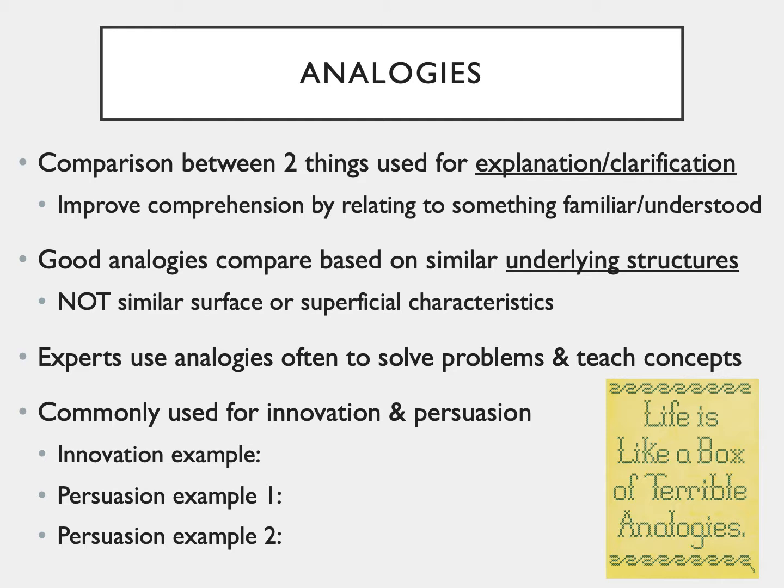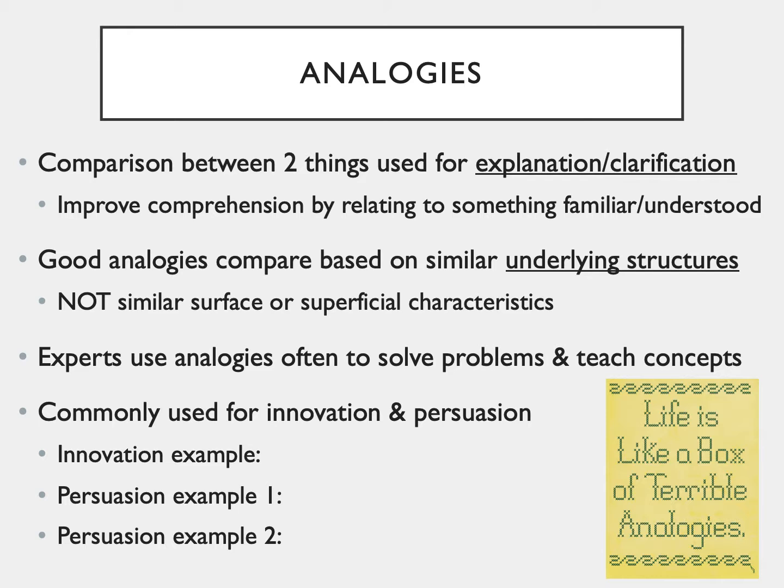Analogies aren't only used for innovation and persuasion, of course. They're also used just to communicate ideas, and again, for the purpose of explanation and clarification quite often as well. The picture at the bottom says life is like a box of terrible analogies, which is a bit of a rephrase from a quote from Forrest Gump, when life was compared to a box of chocolates. Think about that analogy for a minute. What did Forrest Gump mean when he compared life to chocolates? Was he comparing the surface structure, life is brown, life is dark? Or was he comparing the underlying meaning, life is unpredictable, you don't know what you're going to get in a box of chocolates?